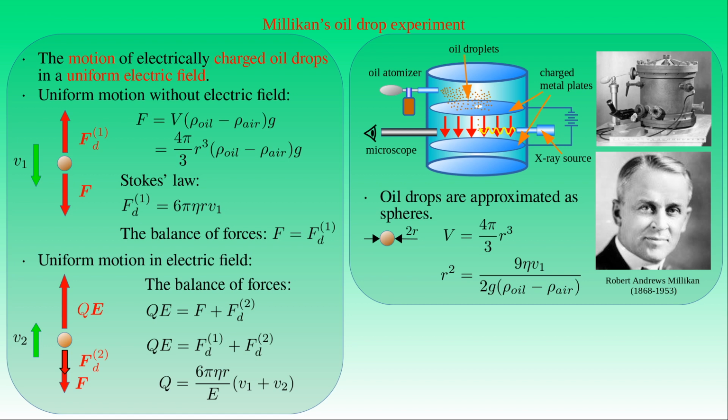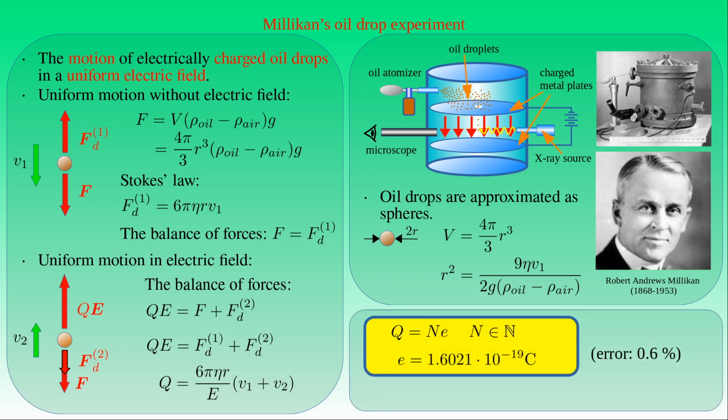Millikan performed a series of measurements in his experiment, and he found that the values of the charge Q attained by the individual droplets are always integer multiples of the elementary charge e, which is equal to 1.6021 times 10 to minus 19 coulomb. The relative error of the experiment was only 0.6% due to the error in the viscosity of air, which was corrected later.